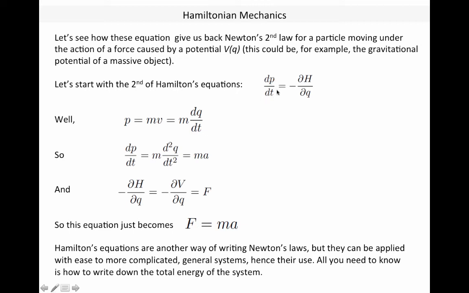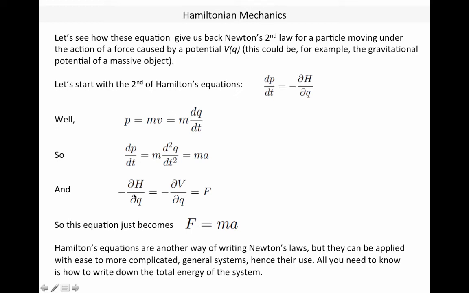The derivative of momentum with respect to time is equal to minus the derivative of the Hamiltonian with respect to the coordinate q. Well, the momentum is just equal to mass times velocity, which is mass times dq by dt. So if I differentiate this with respect to time, dp by dt is equal to mass times the second derivative of position with respect to time. That's just the acceleration. So dp by dt is equal to mass times acceleration. So that goes on the left-hand side there.